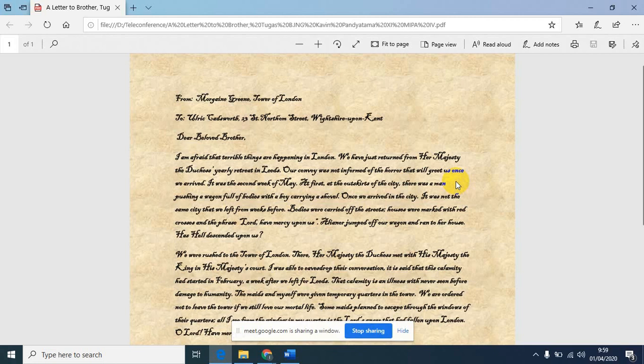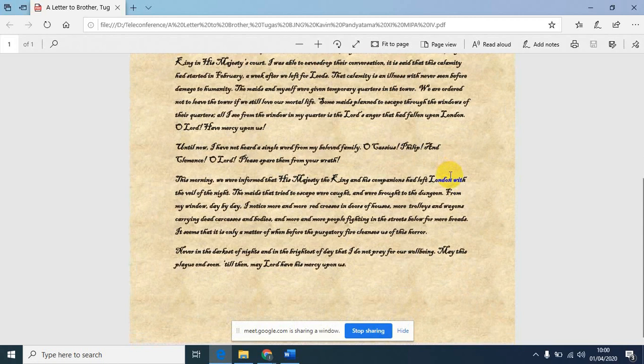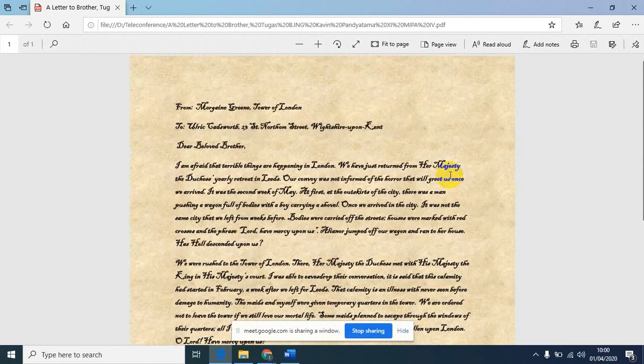I thought, until now I have not heard a single word from my beloved family. But you are with your family, with your children. Okay, and in which part do you indicate that you were talking to your brother? The first part, right? Okay, the first part, there was a man pushing a wagon.